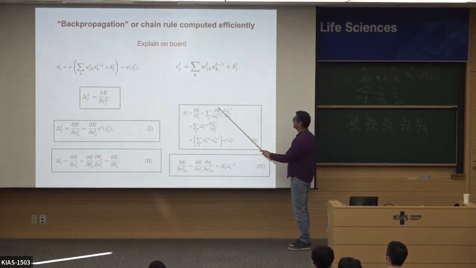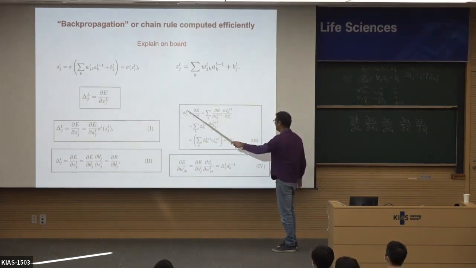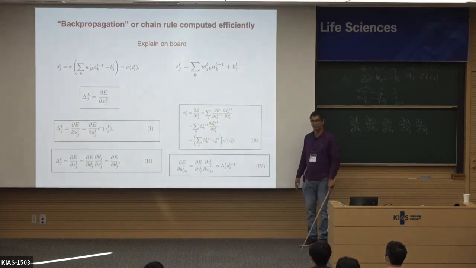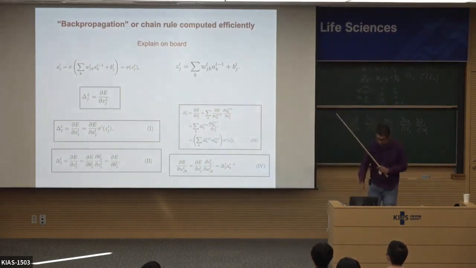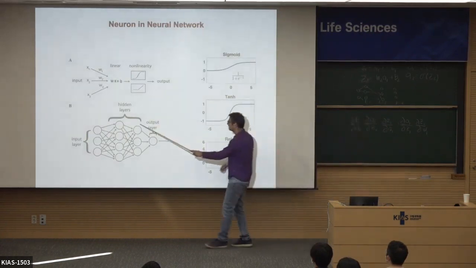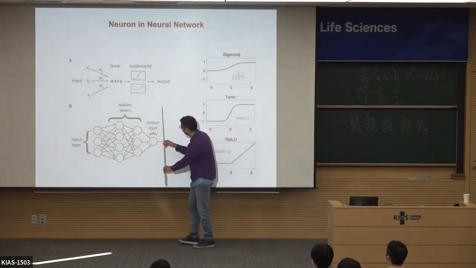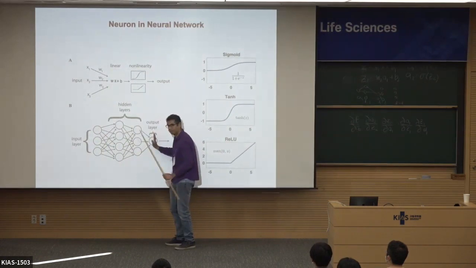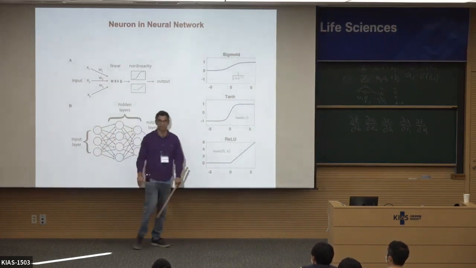What's nice now is I can do the same thing and say, look, I calculate delta LJ, and delta LJ I can express at a layer L in terms of delta L at a layer above. So this is a recursive relationship that says if I know deltas at this layer, I can calculate the deltas at this layer. So deltas I can propagate backwards. That's the whole point. This is why it's called backprop. If I know the deltas here, I can calculate the deltas here, then here, and so on.